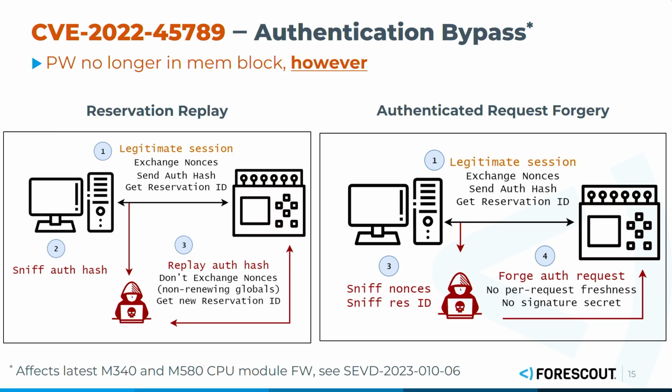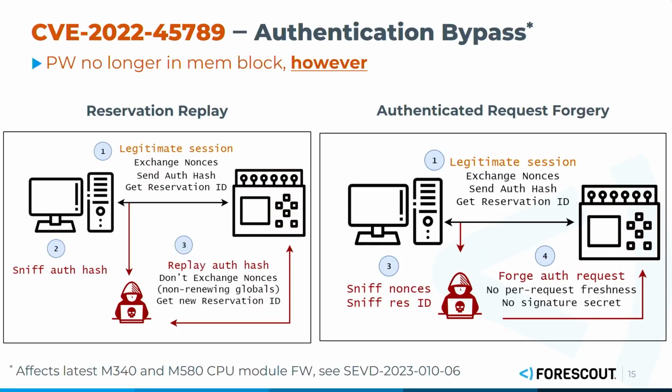So one of them is the ability to do a reservation replay. What I can do as an attacker is I can sniff a legitimate authentication hash, and then I can replay that because the nonces are globals held by the PLC in memory. They're not tied to any specific session or any specific IP, and they don't refresh automatically.